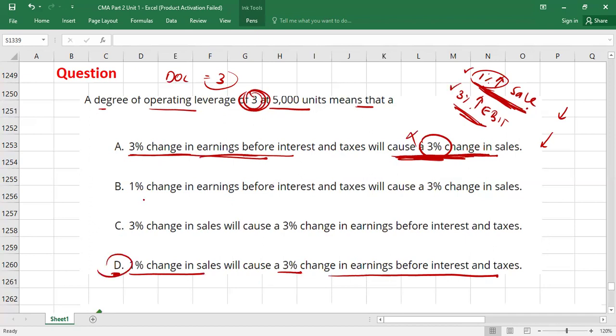Now, why is C not the answer? 3% change in sale. No, sale should increase by 1 or decrease by 1, not 3. This is incorrect. 1% change in earning before interest and tax will cause 3% change in sale. No, sale should increase or decrease by 1%. Like if your sale will increase or decrease by 1%, it will increase or decrease your EBIT by 3%. So it means option D is the correct answer.